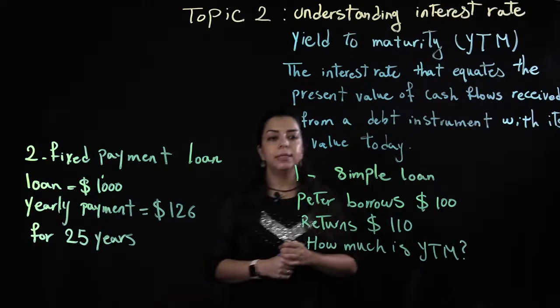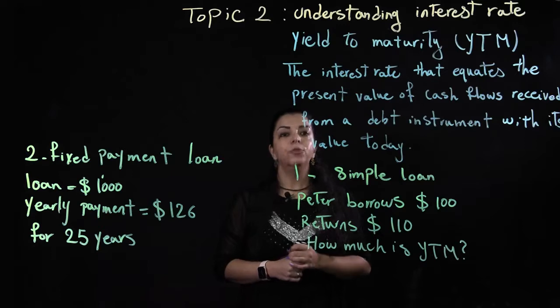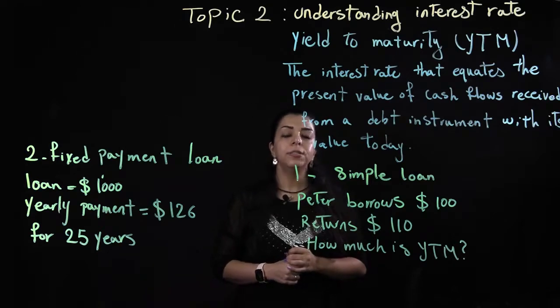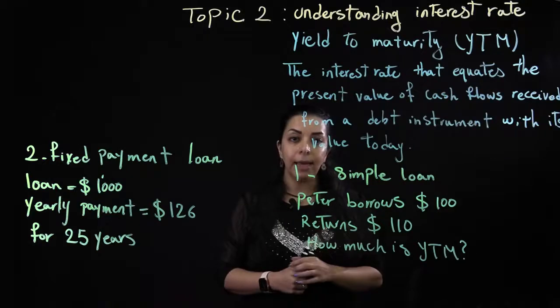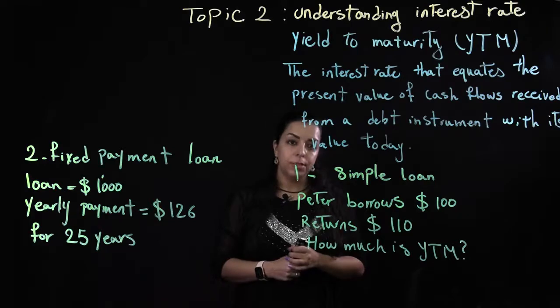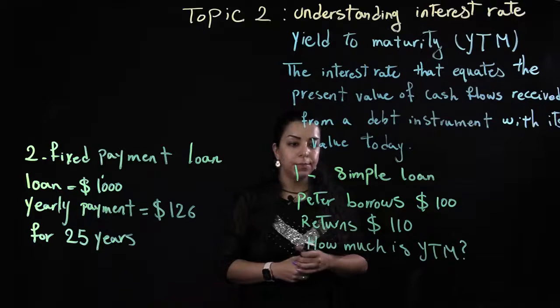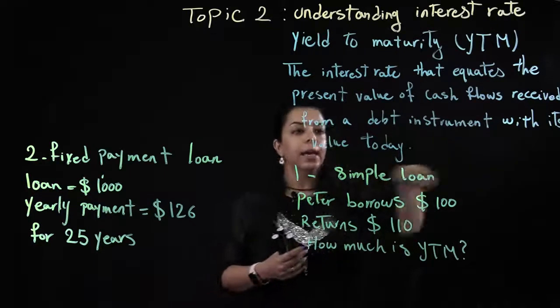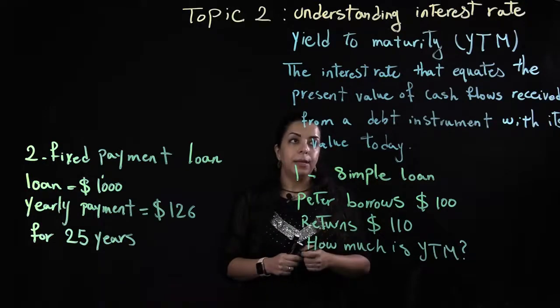For example, let's say that Peter borrows $100 from his sister, and the sister expects him to return $110 in a year's time. So it means that next year, Peter has to return 110, for the amount that he borrows today from his sister, which is 100. We want to calculate how much is the yield to maturity. I have written the explanation of the yield to maturity here, so we just follow the explanation.